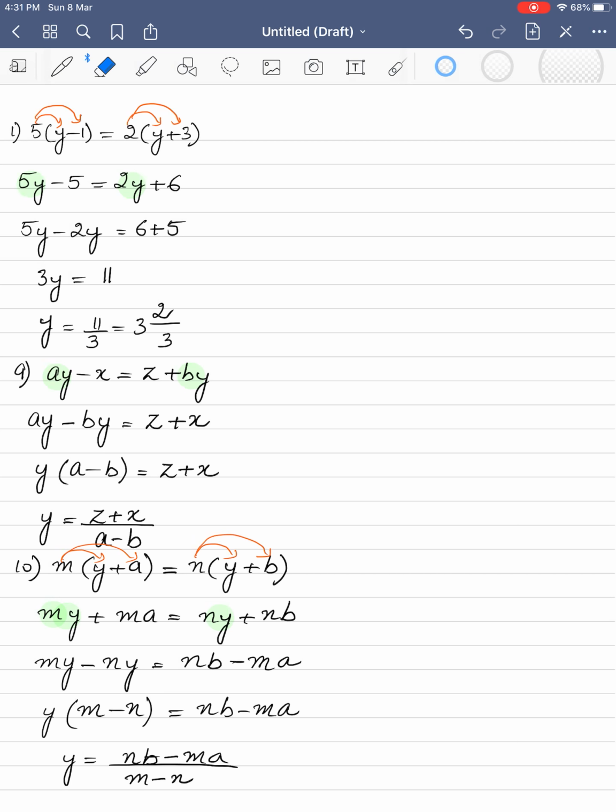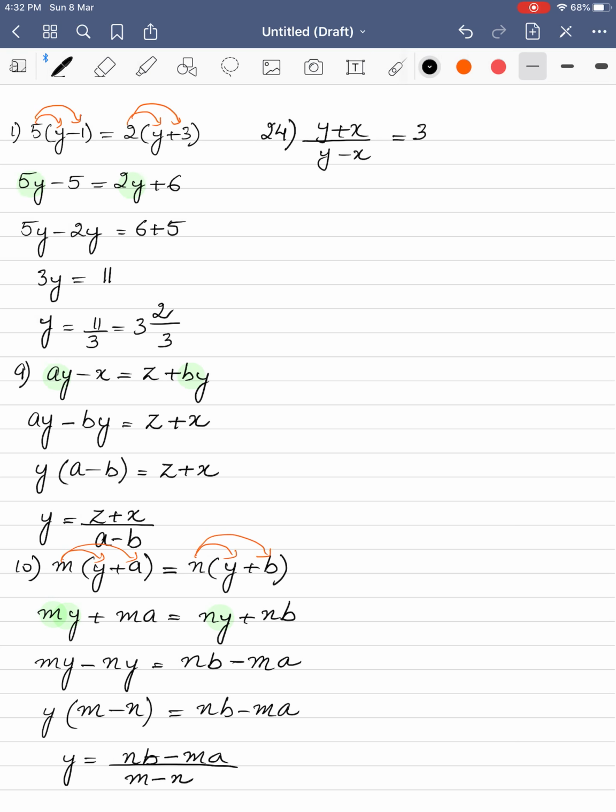Alright, moving on to the next question. Let's try question number 24. We have (y + x) in the numerator divided by (y - x) is equal to 3. Now I have a fraction here and I have y both in the numerator and denominator. So now I need to make sure that I first get rid of the denominator.